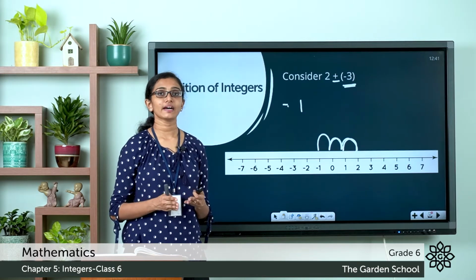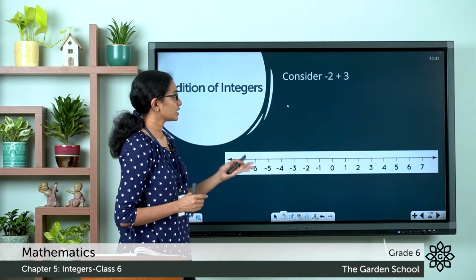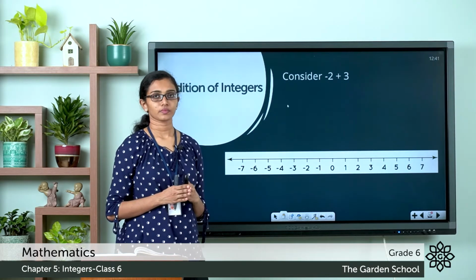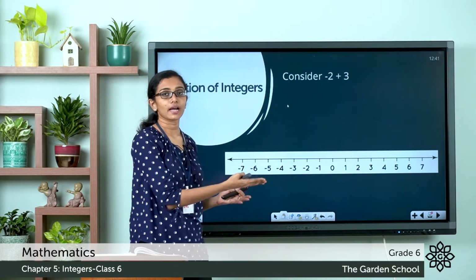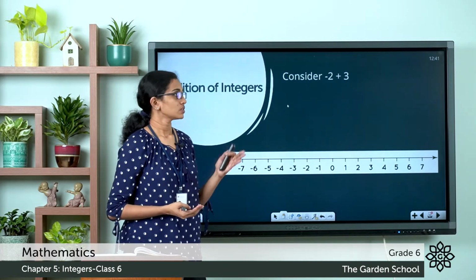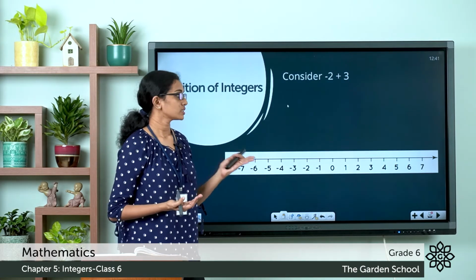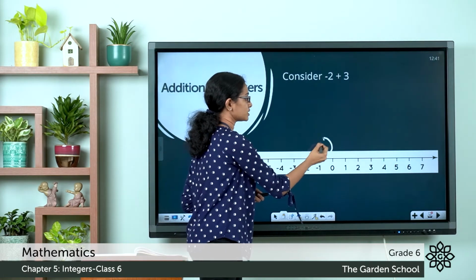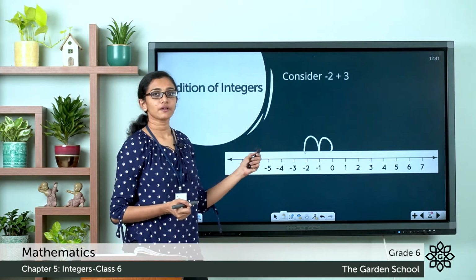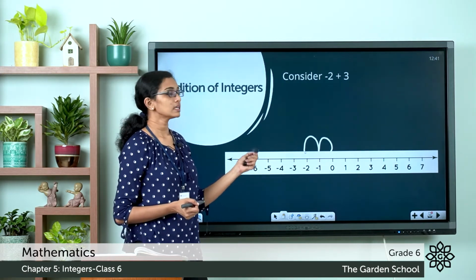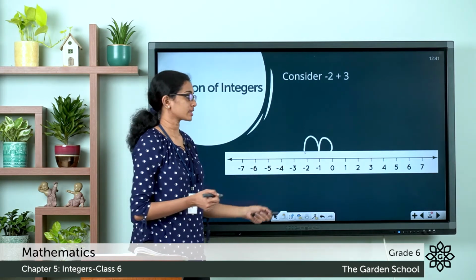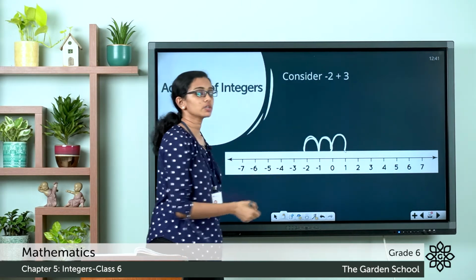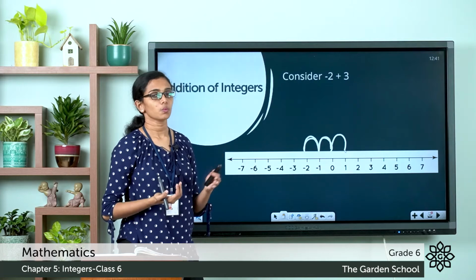So let's make it more clear with one more example. Now you have to consider adding minus 2 to plus 3. So a negative integer to be added with a positive integer. So what you have to do here? See, if it is on the number line, first you have to reach the point minus 2. So you will take 2 steps backward and from minus 2, you will need to move 3 steps forward or to the right. That is 1, 2, 3. Where did you reach? You would reach the point 1.